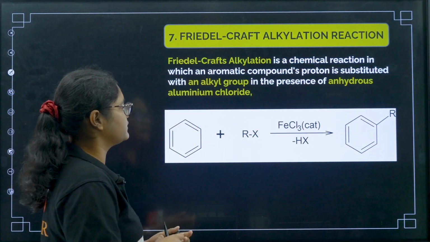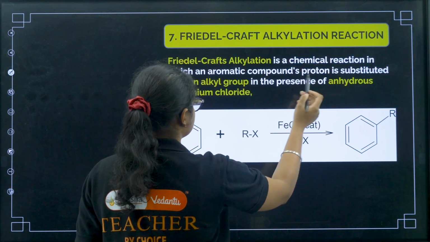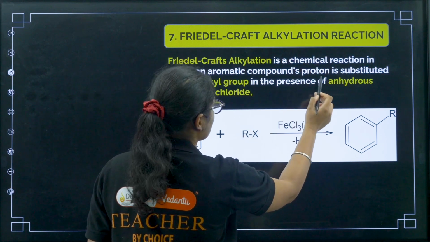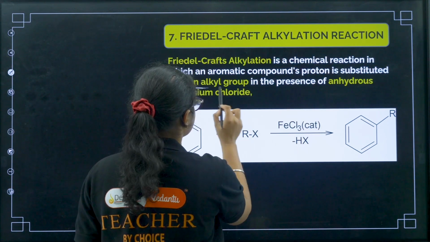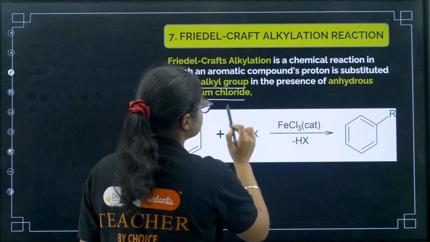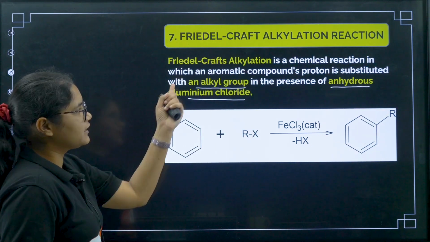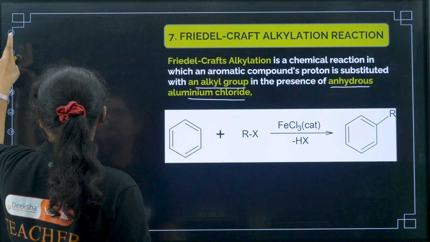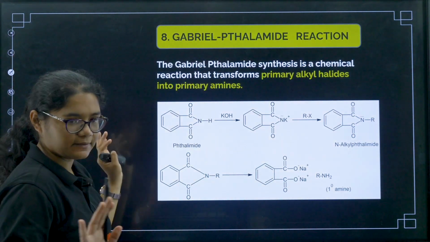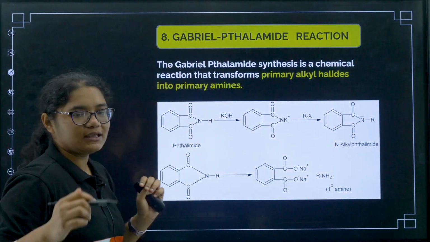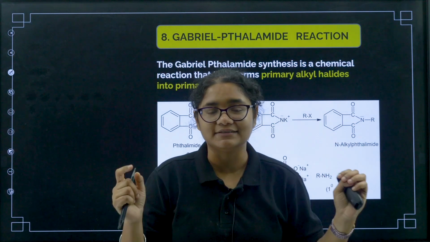All of you might be knowing this. Friedel-Crafts alkylation is a reaction in which, in aromatic compounds, the proton is substituted with an alkyl group in the presence of anhydrous aluminium chloride. If Friedel-Crafts alkylation is there, the next can be Friedel-Crafts acylation, the same thing. Yes, from G coming is your Gabriel-phthalimide synthesis reaction.